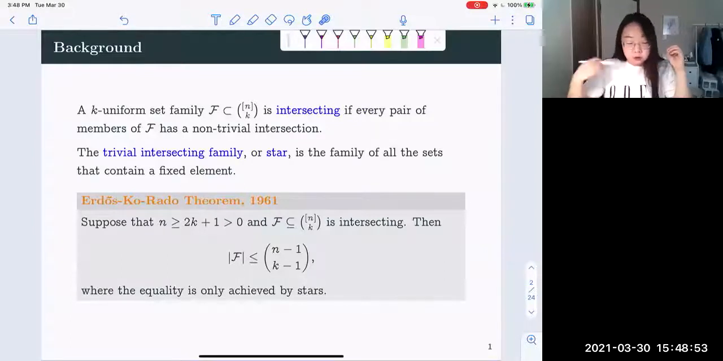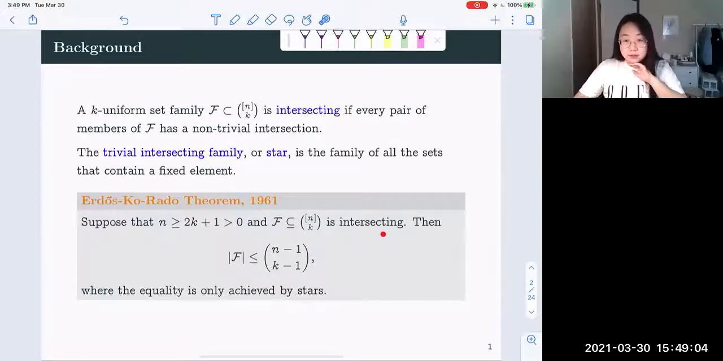And one of the cornerstone results related to intersecting families is the following Erdős–Ko–Rado theorem from 1961. They showed that if you have a k-uniform intersecting family, then the size of this family is at most n-1 choose k-1. And in particular, equality is only achieved by the trivial family, the stars, when n is at least 2k plus 1. So this is a very classical extremal type theorem.